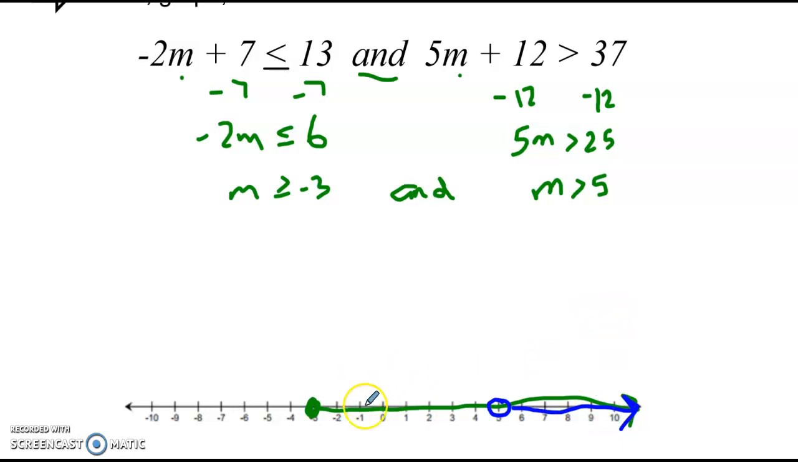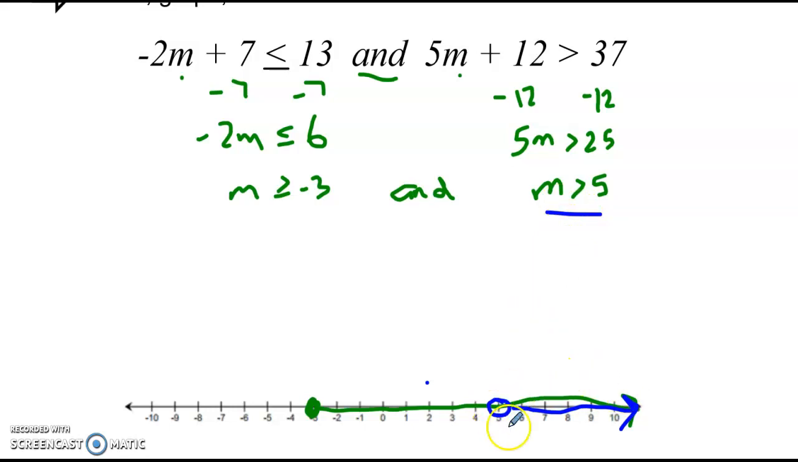For example, I wouldn't want to use a solution like 2, right? If I say m can be 2, well, that satisfies this inequality. Positive 2 is greater than or equal to negative 3. However, it's not a solution to both of the inequalities. It's not part of our solution set because it doesn't satisfy this statement. 2 is not greater than 5.